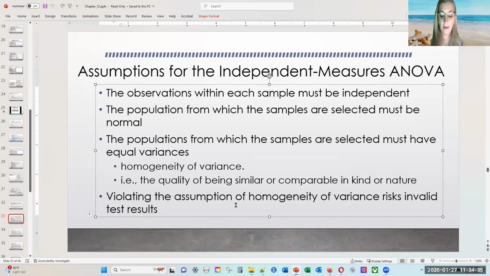Also, violating that assumption of homogeneity of variance can risk invalid test results, and you can end up with either a false negative or a false positive.